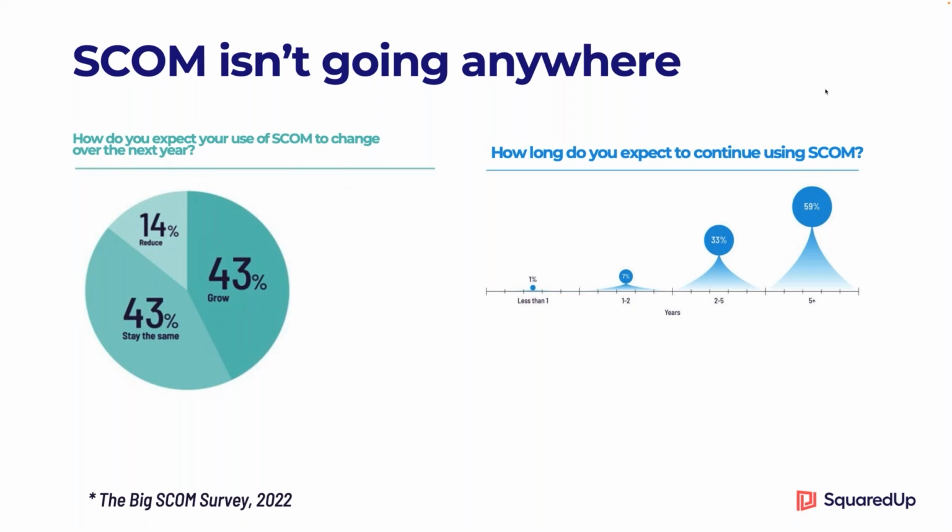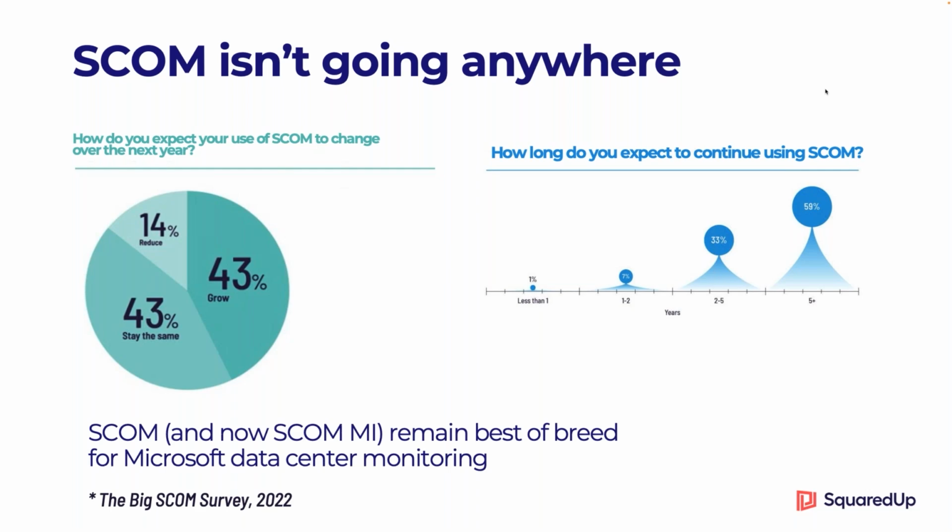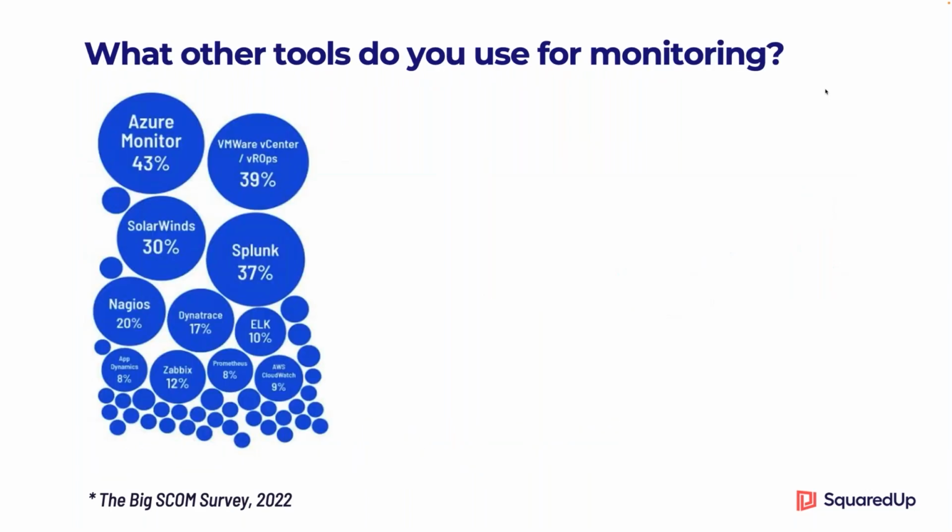And if you look at the right side here, more than half plan to use SCOM for the next 5+ years, and the vast majority, almost 90%, are looking to use it for the next couple of years. So the key takeaway, as I'm seeing it, and when we talk to our SquaredUp customers, is that SCOM, and now we think SCOM MI, remain the best of breed monitoring solutions for Microsoft data center technologies. Ultimately, the reason it's not going away is because that infrastructure isn't going away. It's going to be a big part of teams' application strategies, and they need the best of breed monitoring for that.